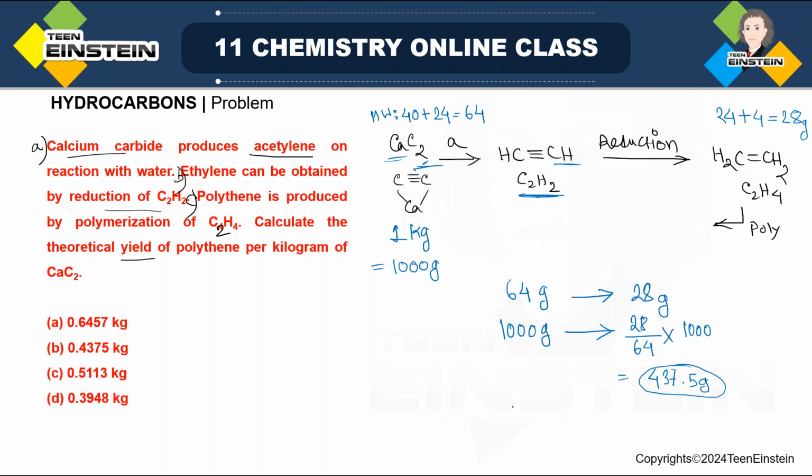Okay, so look at the options. All the options are given in kg. So that is the reason when we express it in kg, we have to divide it by 1000. And after doing this, we are getting 0.4375 kg. Okay. So this will be the correct option. That is, the second option will be the correct option.